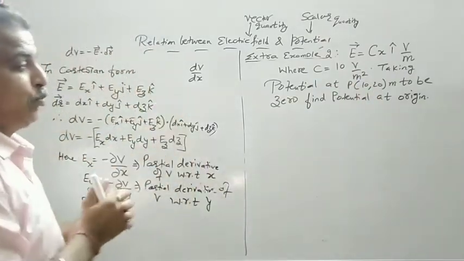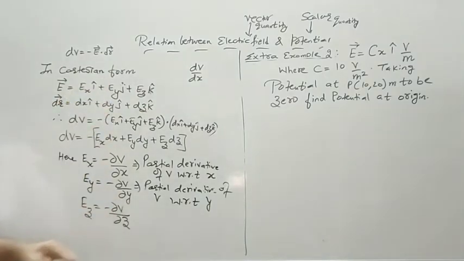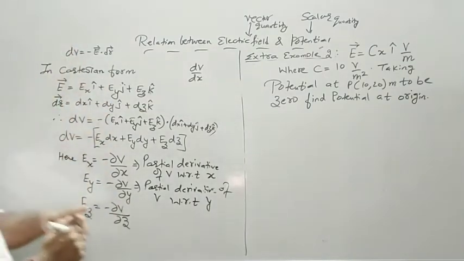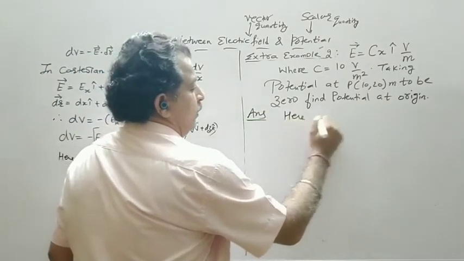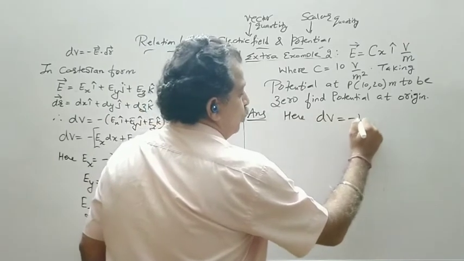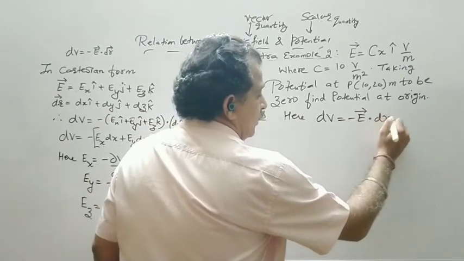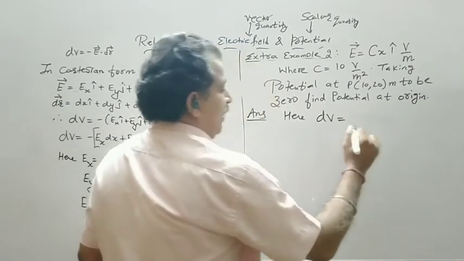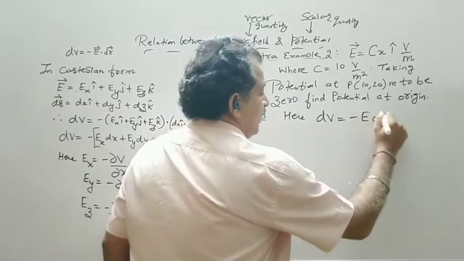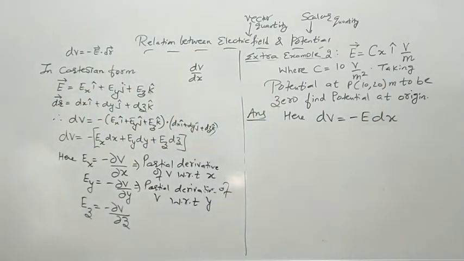So in this situation, instead of doing this partial derivative or using this equation, we will simply write here dV is equal to minus E dot, directly we will write minus E dx, because the electric field intensity is along the x-axis.